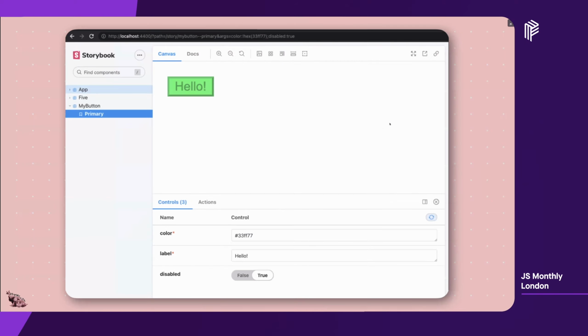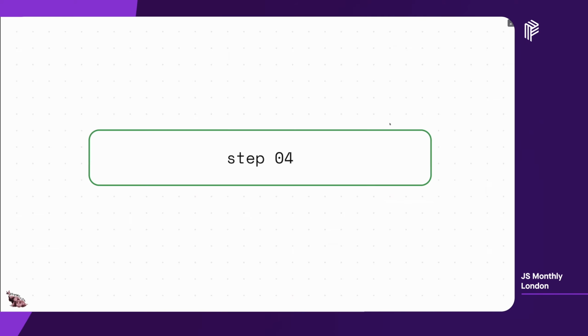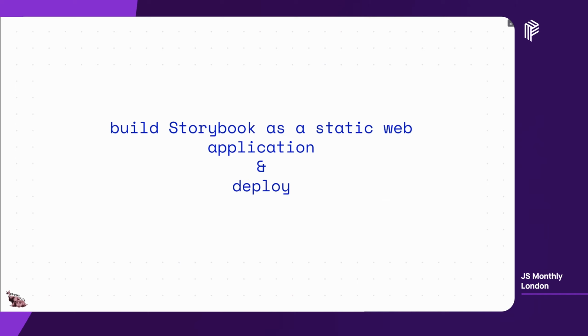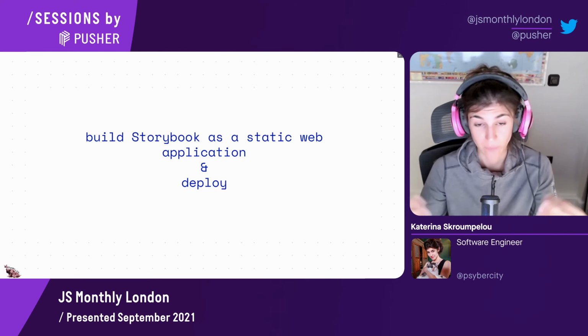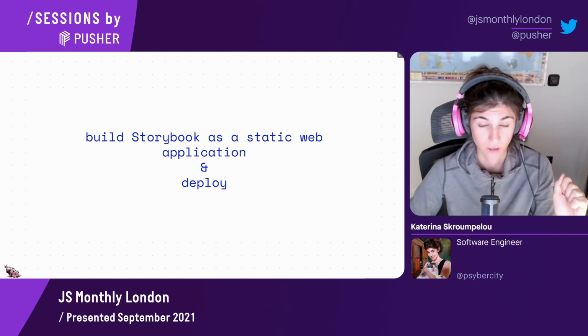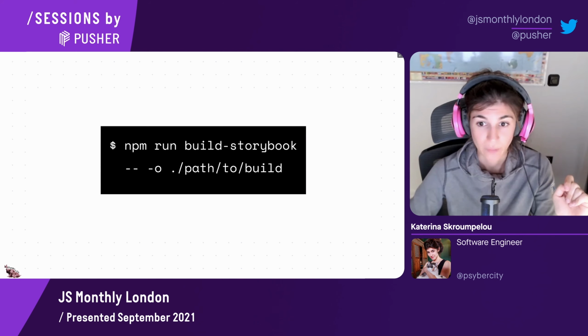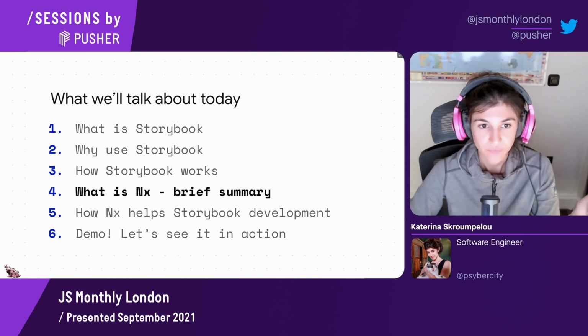Okay. So we saw these screenshots. And step 4 is that you can build Storybook as a static web application, and you can deploy it just as we saw in the Guardian website, where they have built their Storybook and they have it published as a web application. So you can do that and share it with your organization or whoever you want. And to build it, you just run npm run build-storybook.